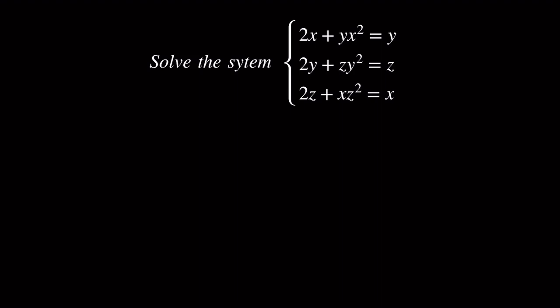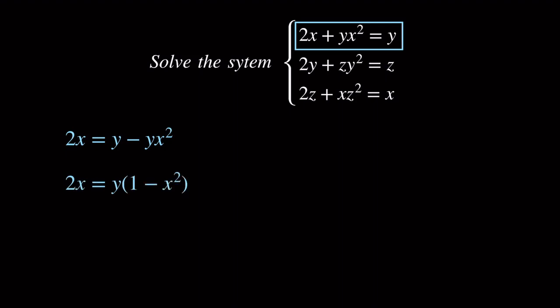In this video, we'll be solving the system of equations displayed. We can begin by making y the subject for the first equation by subtracting yx squared. And now factoring out the y, we have that y is equal to 2x over 1 minus x squared.